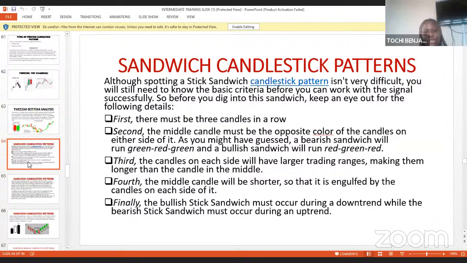So it shows you that if it's happening on a resistance, reversal is at hand. All these things are reversal candlestick patterns. It shows you that reversal is at hand. You should get set for a sell.